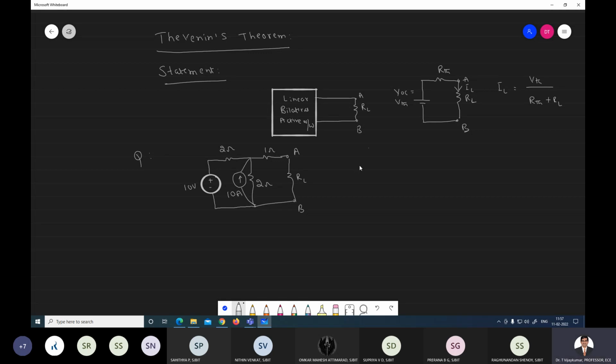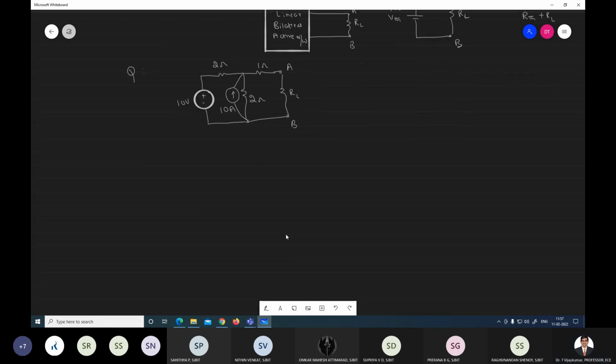The problem is to find the current through the load RL. Two values are given, RL equal to 1 ohm and RL equal to 13 ohm. For these values, find the load current using Thevenin's theorem. You can simplify this. First, rewrite it and use source transformation. Here we have a voltage source and a current source, and they are connected like this.